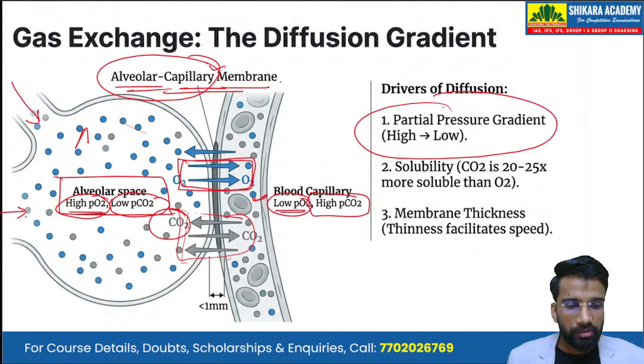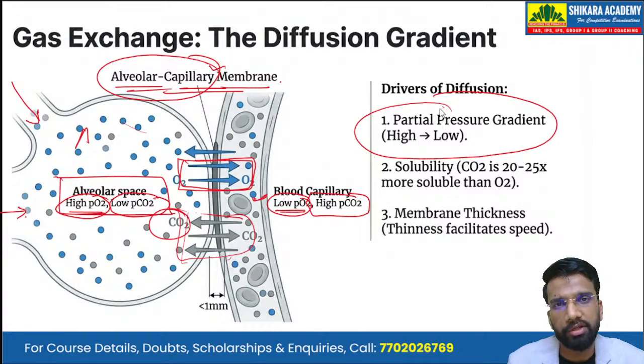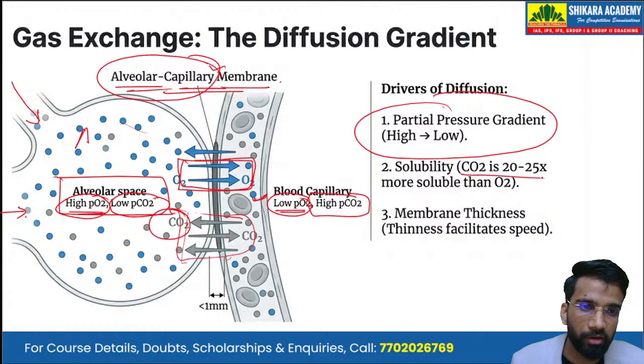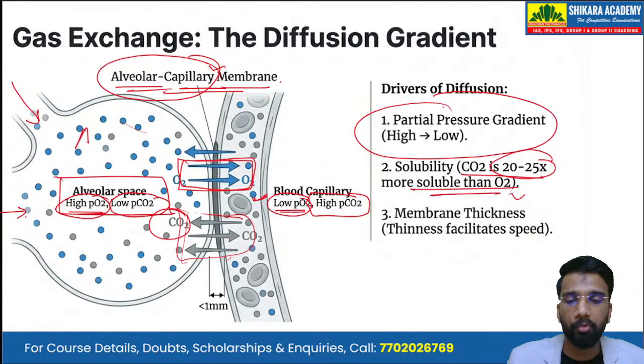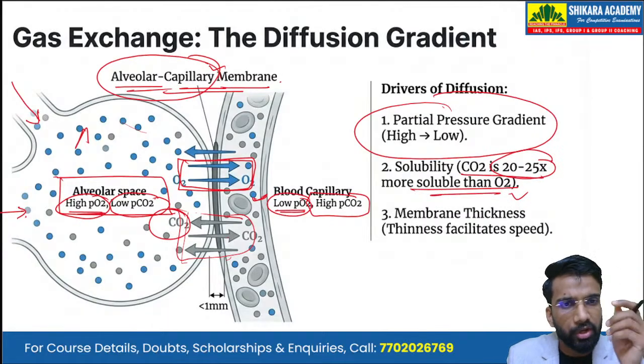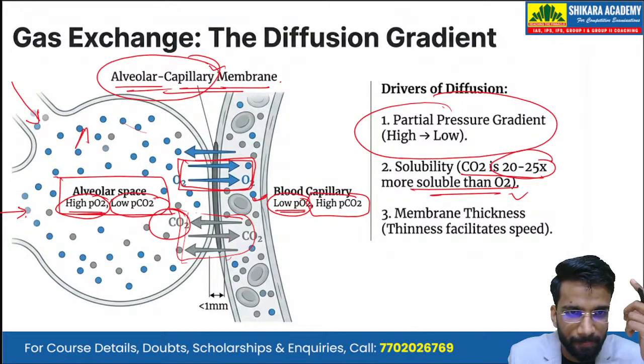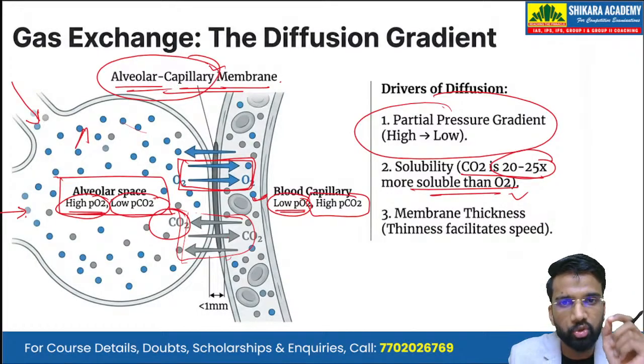When we are discussing how oxygen and carbon dioxide are transported in the blood, one fact we have to keep in mind is that the solubility of carbon dioxide in the blood is much more than that of oxygen. The solubility of carbon dioxide is 20 to 25 times more than that of oxygen. So carbon dioxide travels by simply dissolving in the plasma, but to carry oxygen, we need hemoglobin.